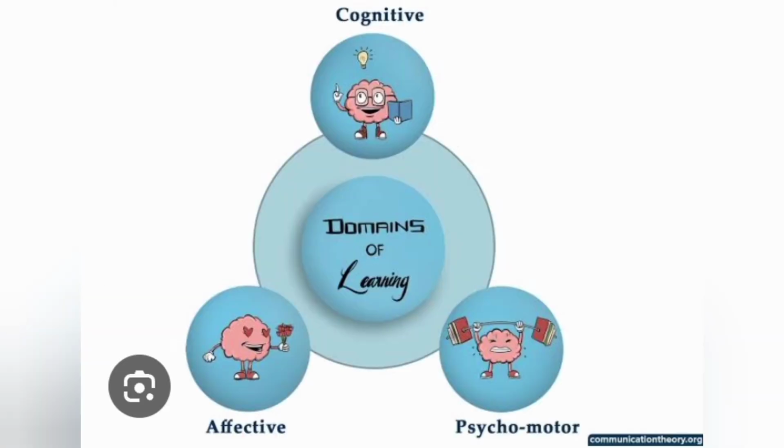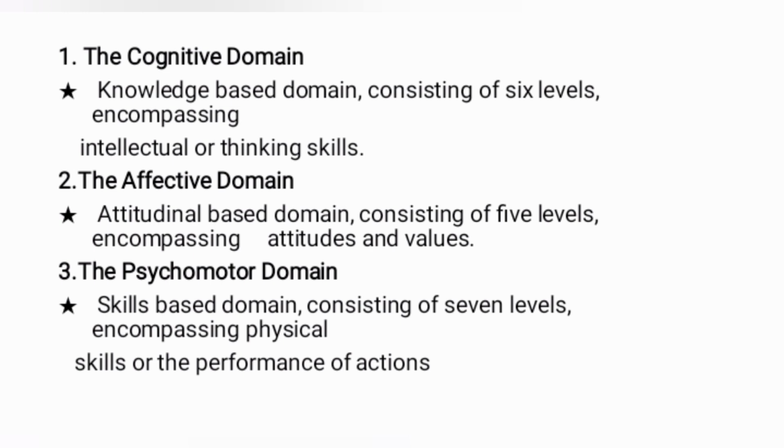The first one is the cognitive domain. This knowledge-based domain consists of 6 levels encompassing intellectual or thinking skills that are improved in this domain. The second one is known as the affective domain. This attitude-based domain consists of 5 levels encompassing attitudes and values that are learned through this domain.